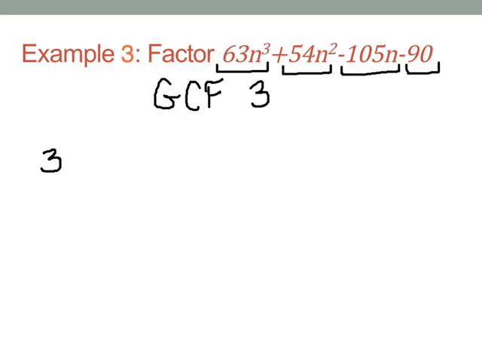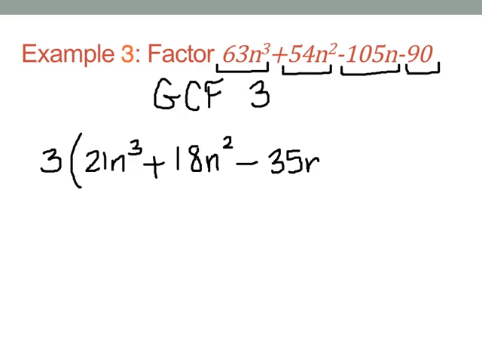If I take out the 3, 63 divided by 3. If you need a moment to use a calculator to figure these out, you may do that. But 63 divided by 3, that's 21. So we have 21n cubed plus, what's 54 divided by 3? That would be 18. So we have 18n squared minus, now 105 divided by 3, you might need a minute to do that, but you should get 35n. Finally, 90 divided by 3 is 30.